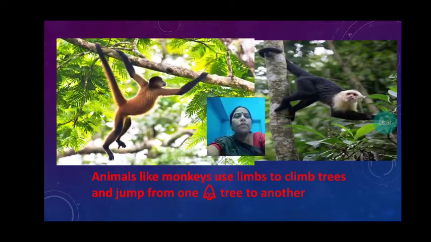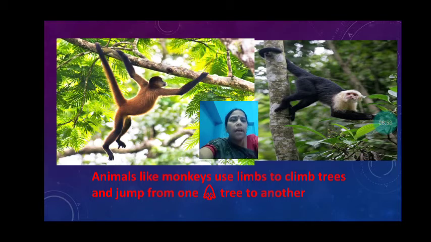Then the use of limbs we will see for monkeys. Animals like monkeys use limbs to climb trees and jump from one tree to another. The monkeys have strong limbs so that they can hold the branches of the tree and move from one tree to another. They can climb and jump from one tree to another tree with the help of these limbs.